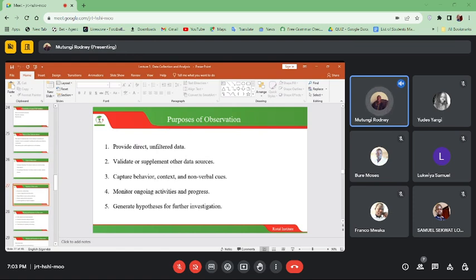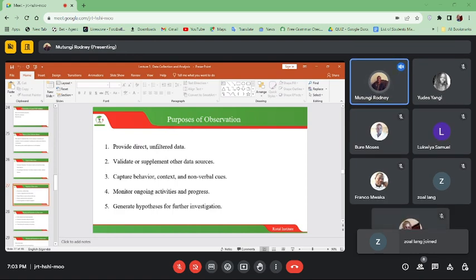It could be to validate or supplement other data sources. So you could have done a survey, but now you want to also unearth more information, and now you supplement that by using observation. It can be used to capture behavior and those non-verbal cues.